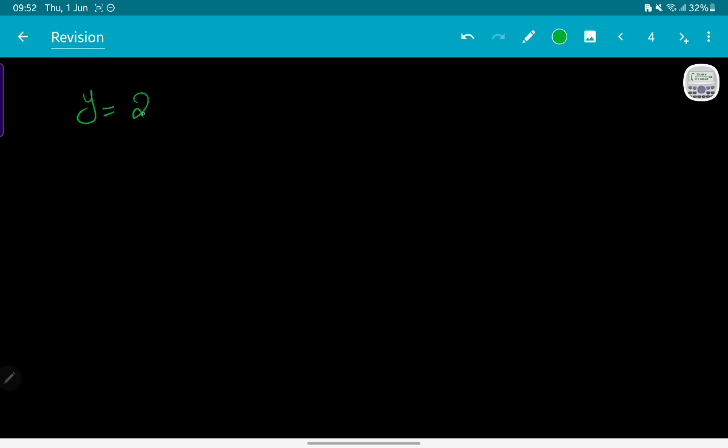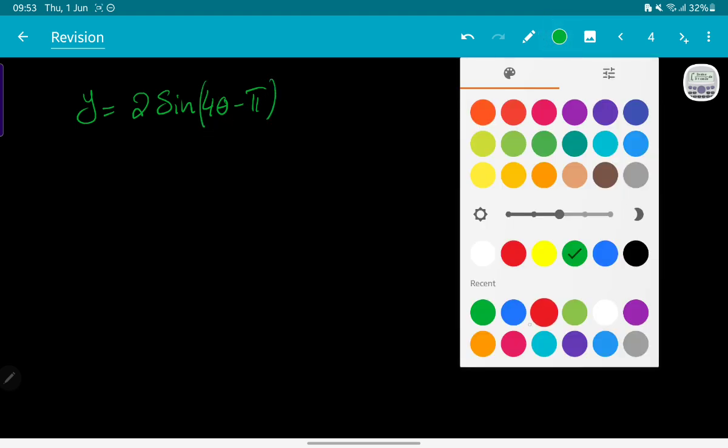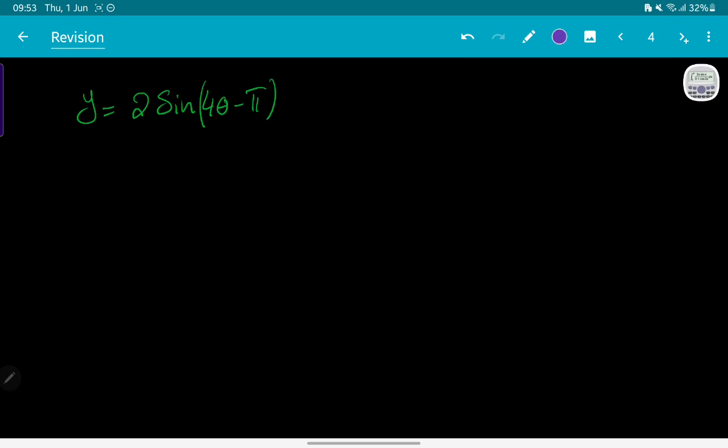Y equals 2 sine, for example, 4 theta minus pi. To graph this, the amplitude is 2, the period is 2 pi over 4, which is pi over 2.